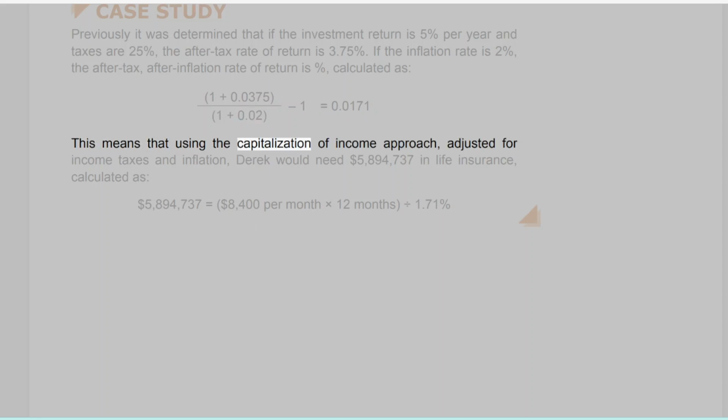This means that using the capitalization of income approach, adjusted for income taxes and inflation, Derek would need $5,894,737 in life insurance, calculated as $5,894,737 equals $8,400 per month times 12 months, divided by 1.71%.